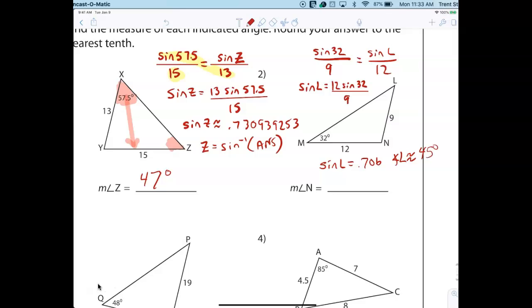So if angle L is 45 degrees, are we happy yet? No. So now what's the quickest way to find N? Add 32 to 45 and subtract from 180. So that would be 180 minus 77. Anybody else get 103 degrees?